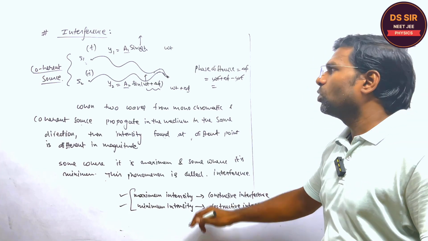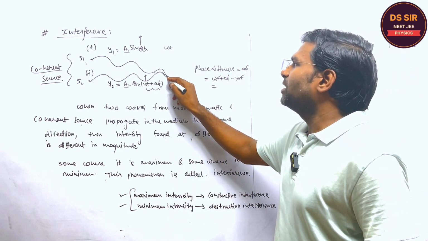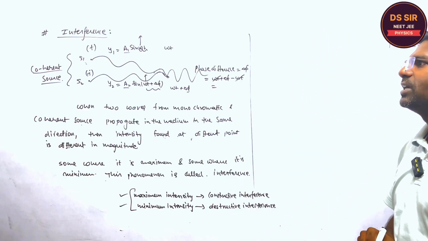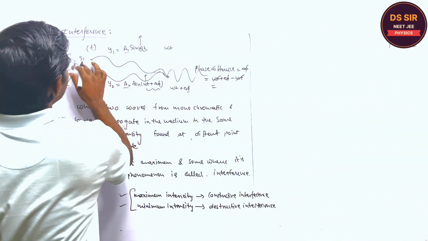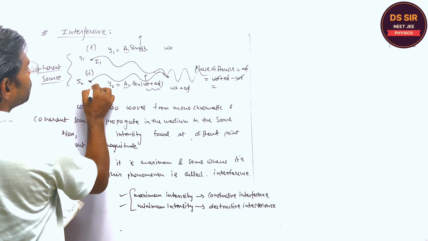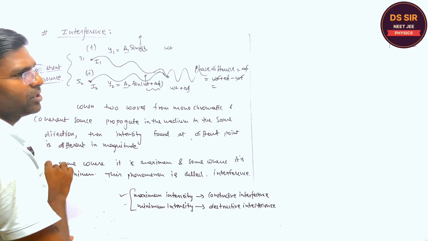So now we can find the resultant wave amplitude or resultant wave intensity. This is the source S1 whose intensity is I1, and this is the source S2 whose intensity is I2.